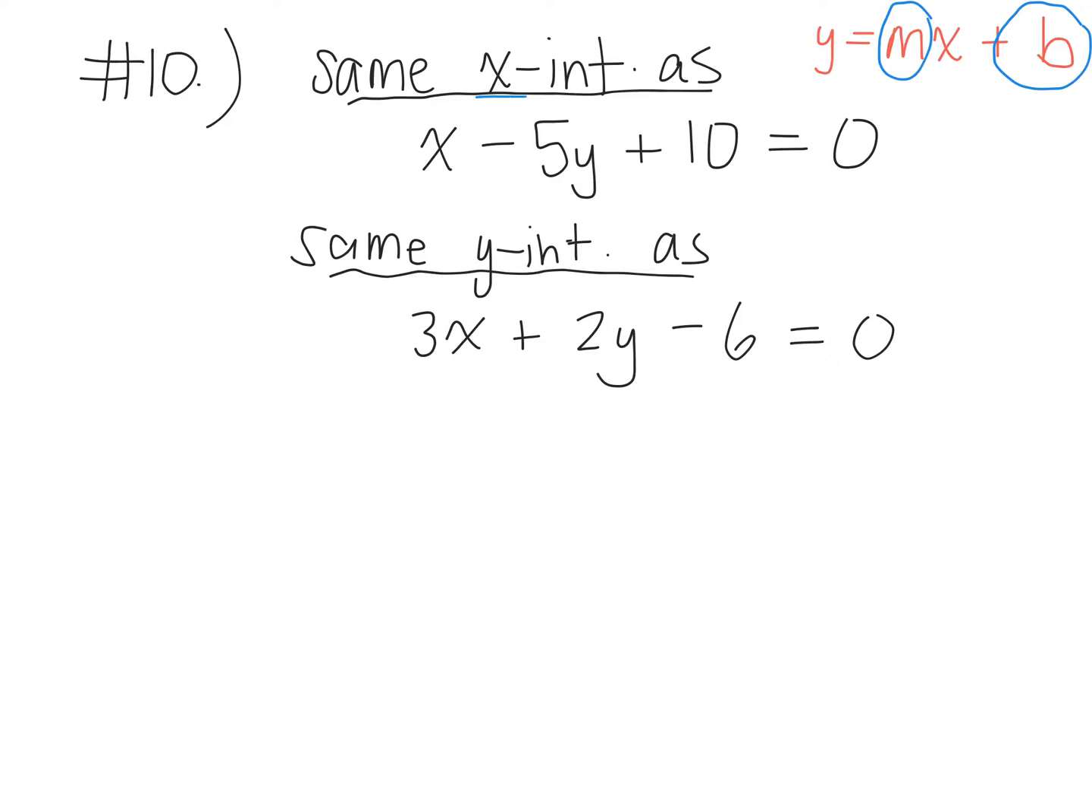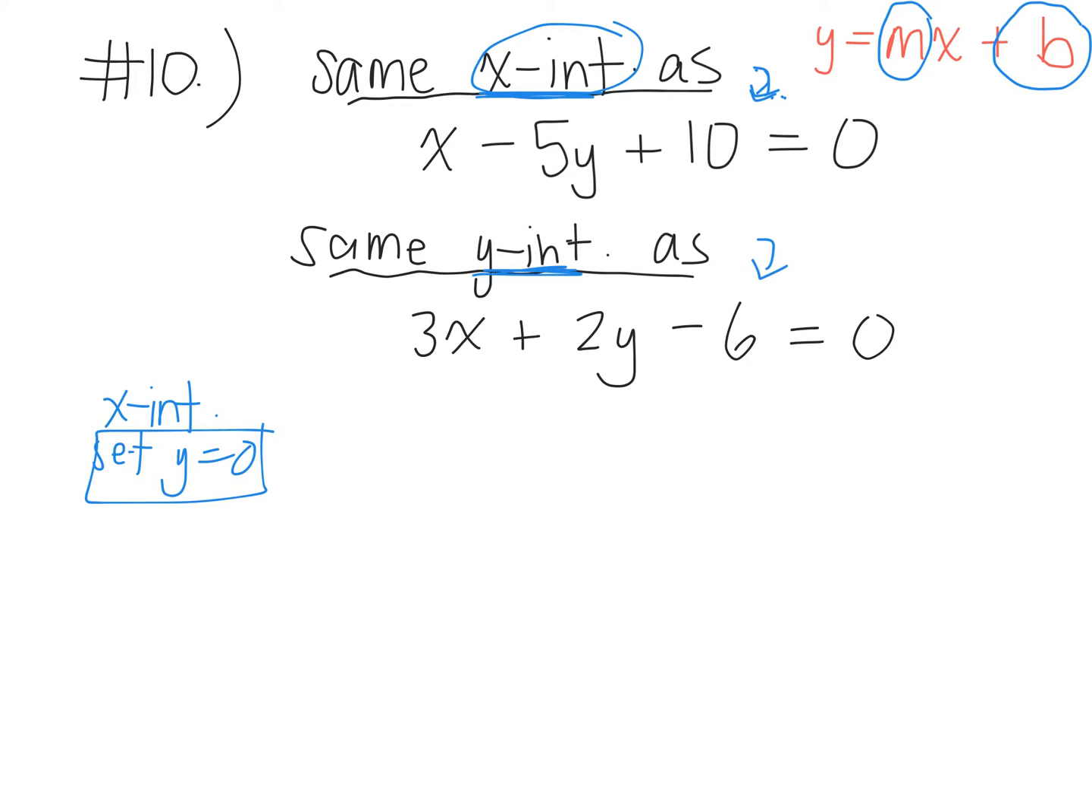All we're told now, we're not given any other information, except that the equation we come up with has to have the same x-intercept as this line and the same y-intercept as this line. So what do you think the first thing you need to figure out is? We need to figure out the x-intercept of this line. To find an x-intercept, as Dale just said, we set the y value equal to 0. So let's do that. Everyone copy that down.